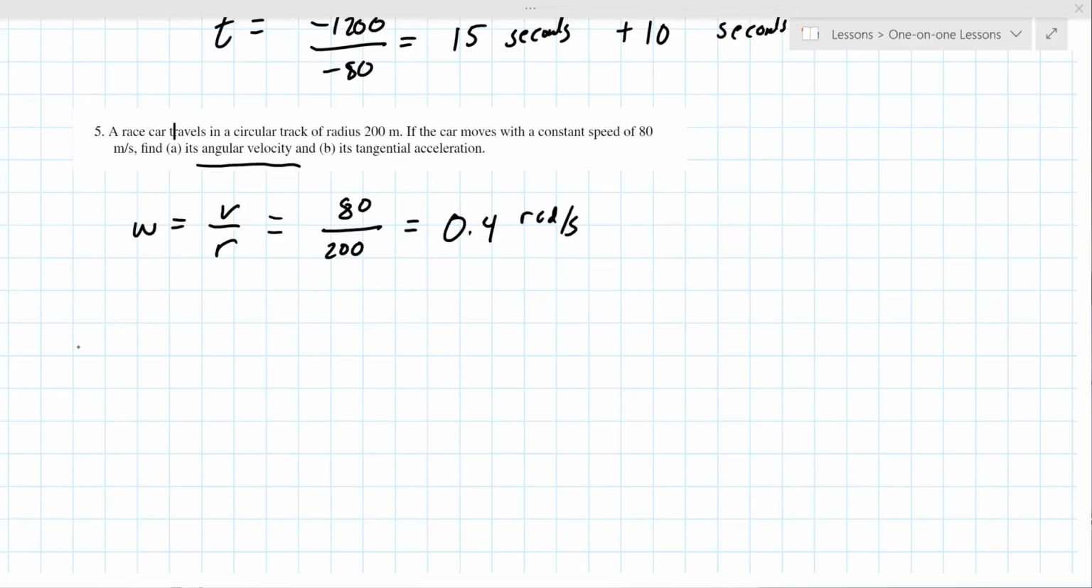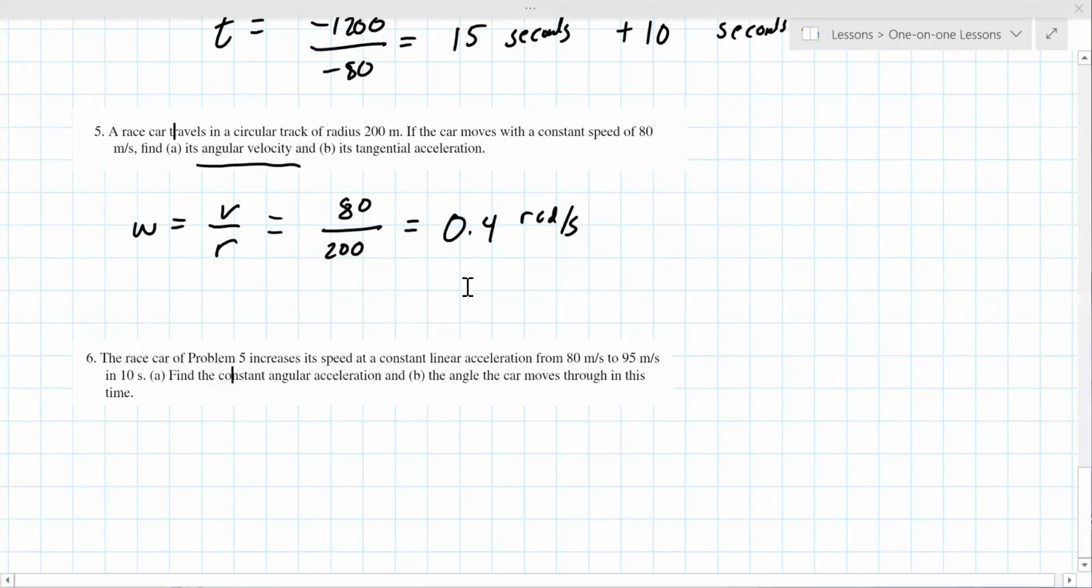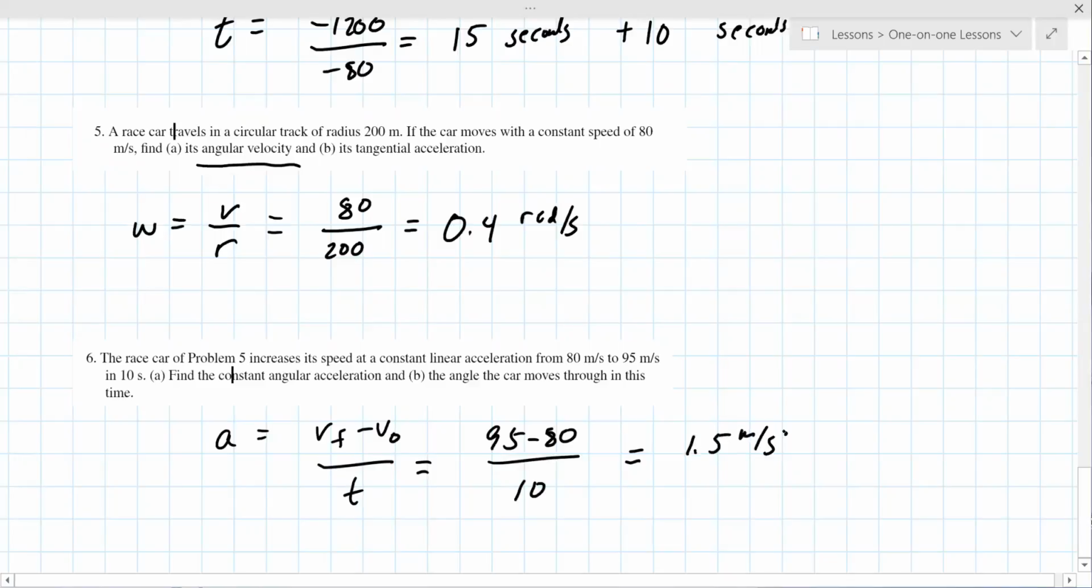All right, so let me snip in 6, and we'll see if we can come up with something reasonable here. So the acceleration is v final minus v initial over time. So that's 95 minus 80 over 10, which is 1.5 meters per second squared.